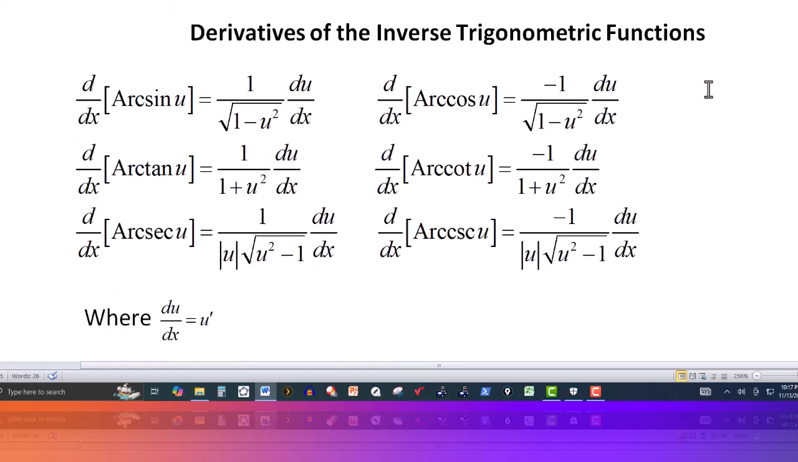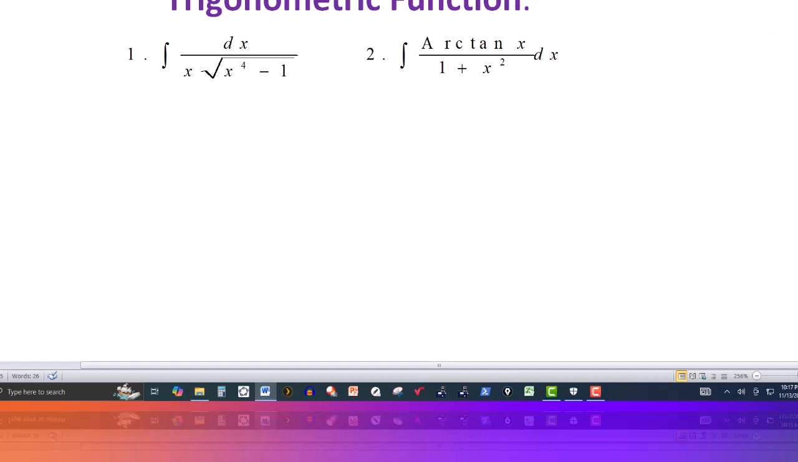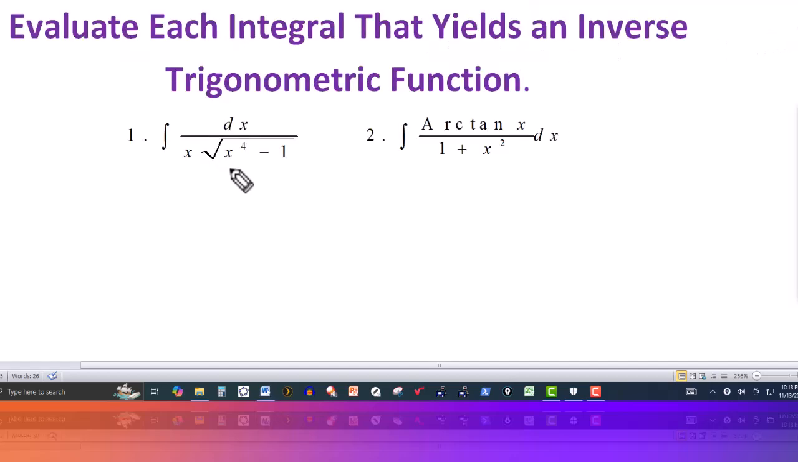And then we look at the derivative formulas. Notice here the derivative of arctangent is 1 over 1 plus u squared multiplied by the derivative of u with respect to x. That formula I can use in the second integral. So for the first one, I'm going to look at this x to the fourth as x squared squared. And I'm going to let u equal x squared. So du would equal 2x dx. So let's transform this first integral into one involving the variable u.